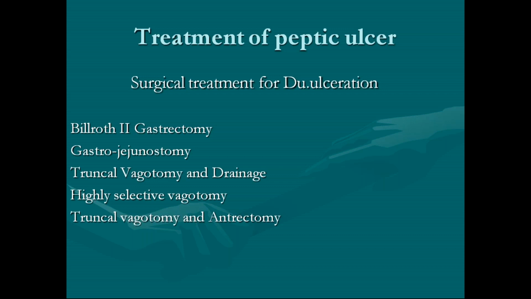By sectioning or dividing the trunk of the vagus, you are reducing the maximal acid output by 50% in these individuals. As the vagus nerve is motor to the stomach, you are completely denervating the antrum and the pyloric part of the stomach, which is leading to stasis. So you have to provide a drainage procedure that can be a pyloroplasty or a gastrojejunostomy. Okay, this is quite safer when compared to gastrectomy.